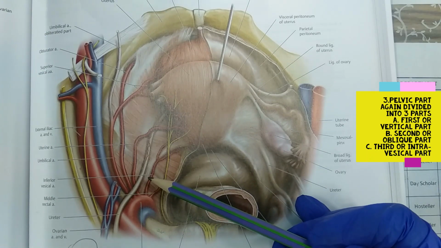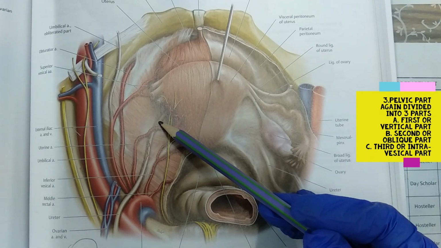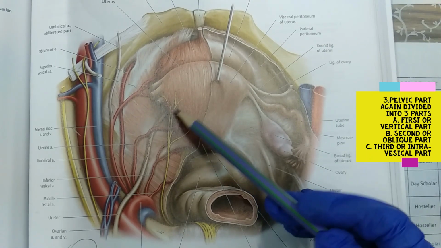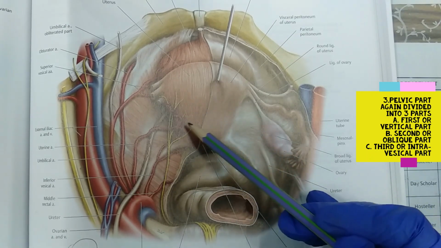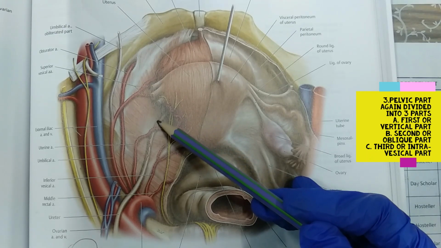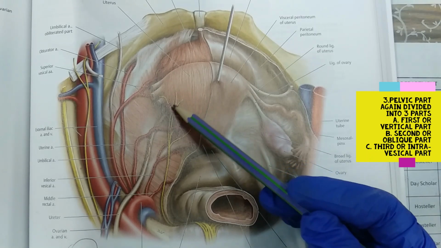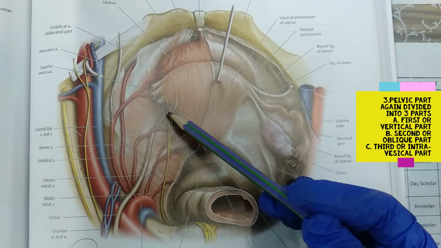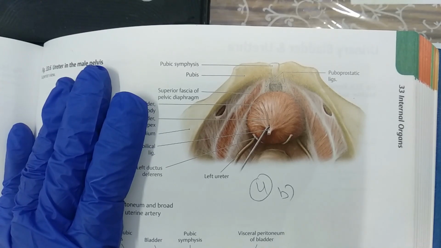From the ischial spine, this ureter passes forward and medially through the extraperitoneal tissue above the levator ani muscles and reaches the superior lateral angle of the base of the bladder. Here this is the uterus. It goes anteriorly to the uterus towards the base of the bladder wall and opens into the interior of the urinary bladder. This is called the second part of the ureter.